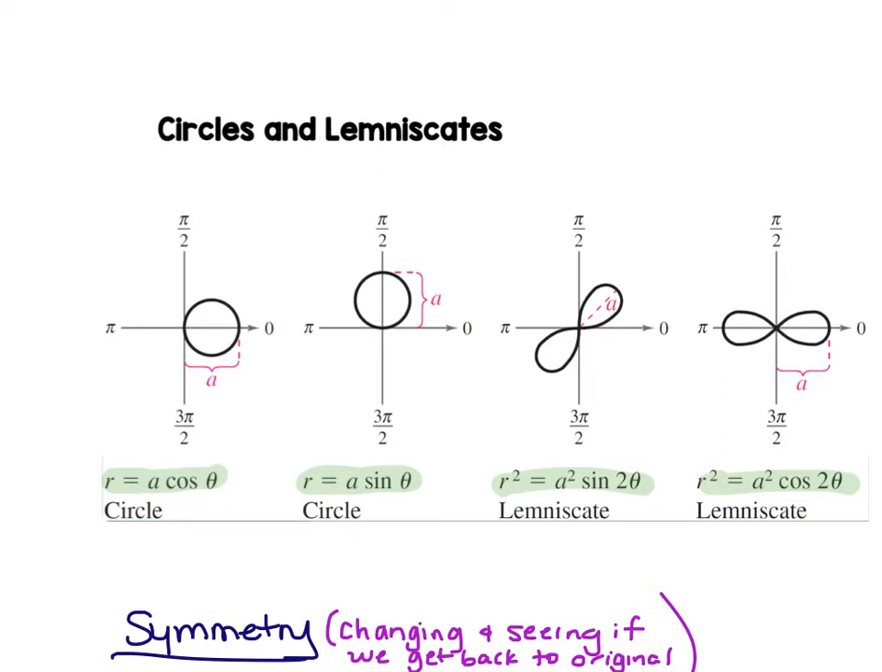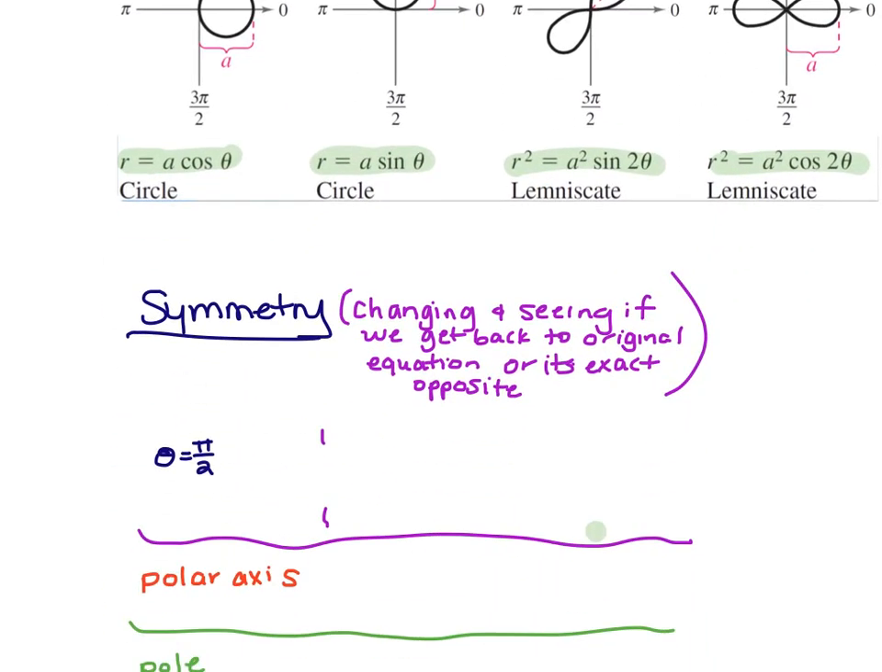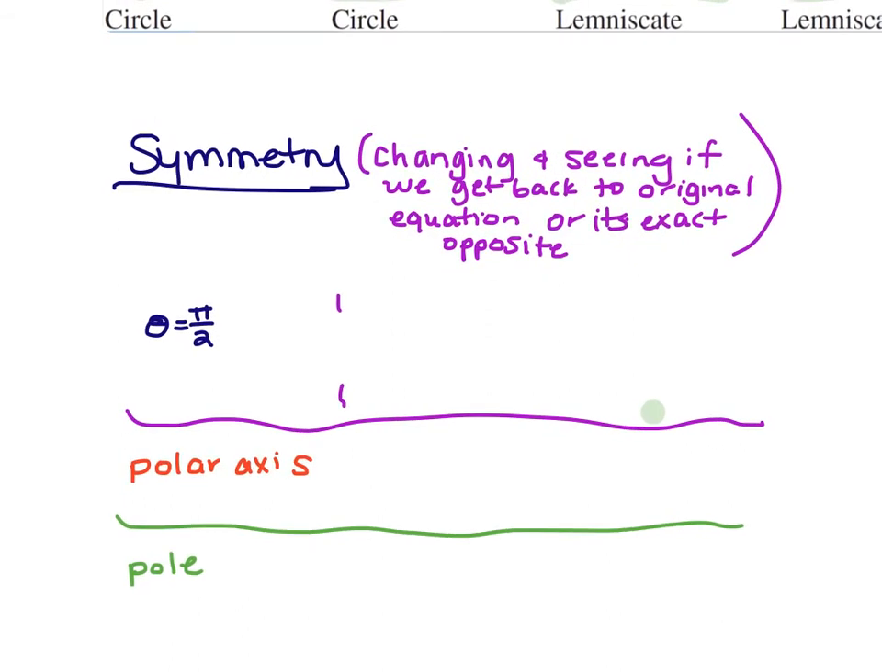So if that said 25 sine of 2 theta, the 25 would be square rooted. That 5 is how far out it goes. All right, so that's the 4 different types. And then we talked about how to test to see if it's symmetric.